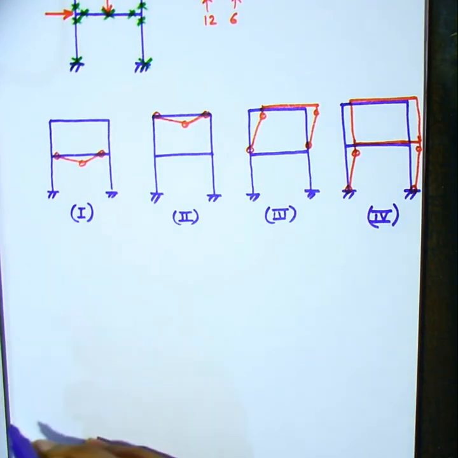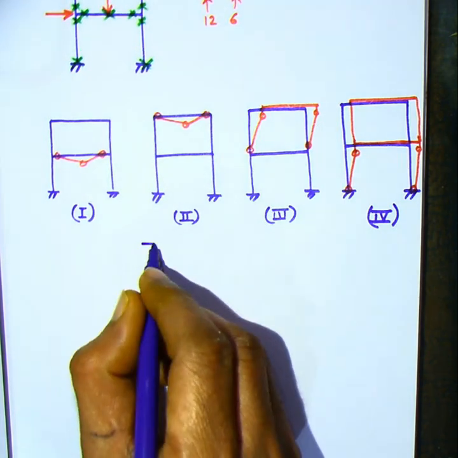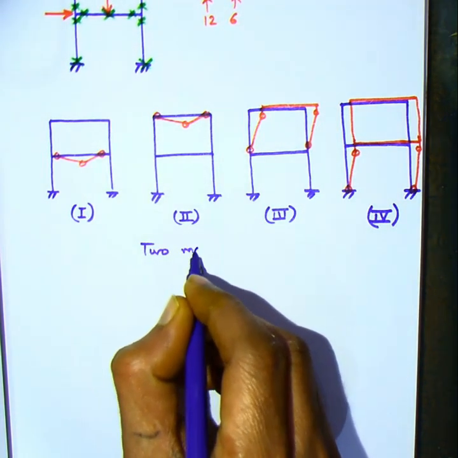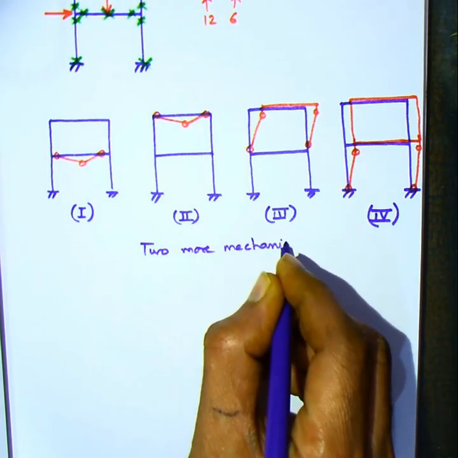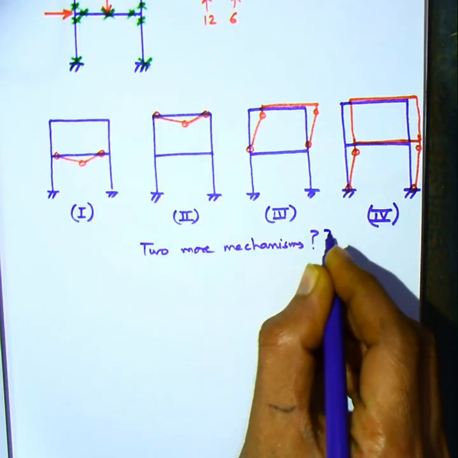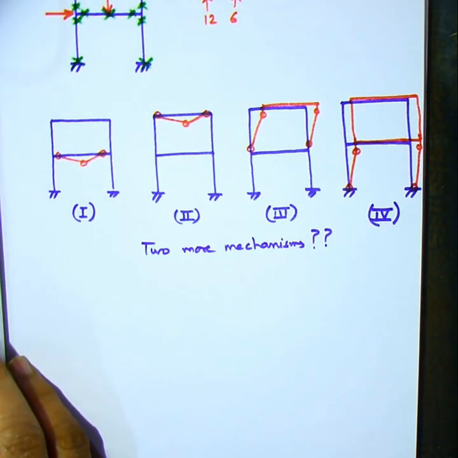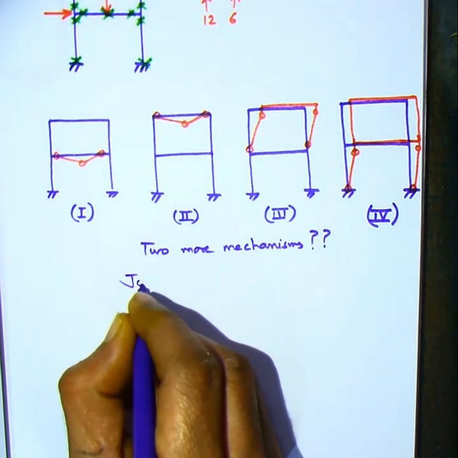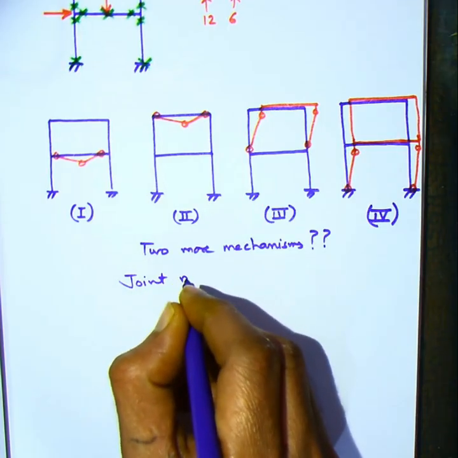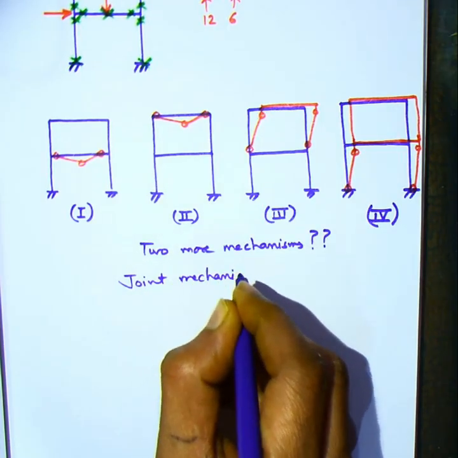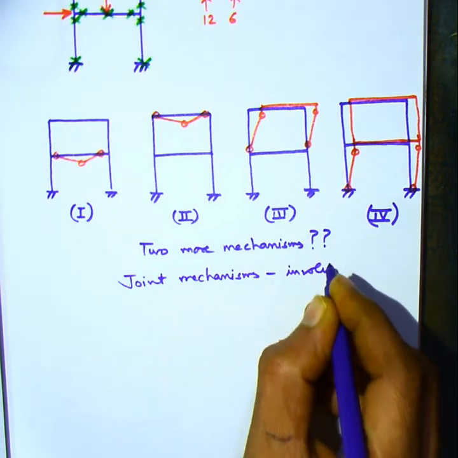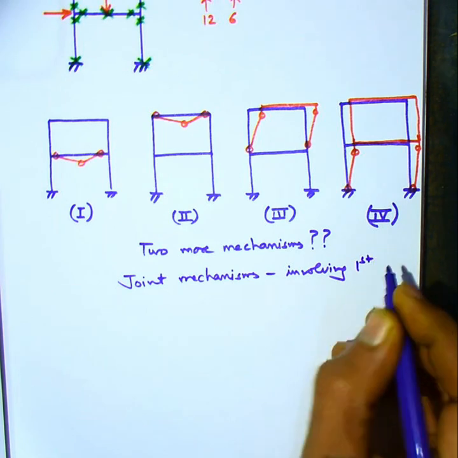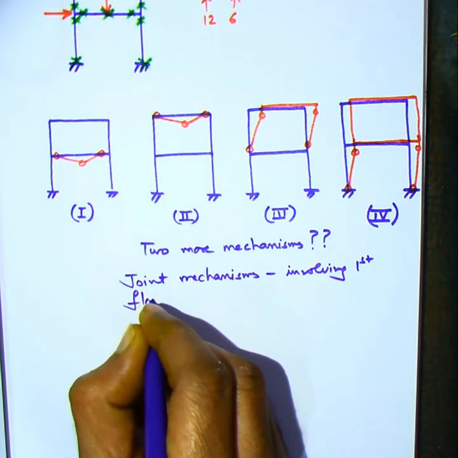So we have formulated 4 out of the 6 mechanisms. Now the question is, what will be the 5th and the 6th mechanisms? Here the 5th and the 6th mechanisms will be a bit unconventional. They are called joint mechanisms. So these mechanisms would essentially involve the failure of the entire joint.